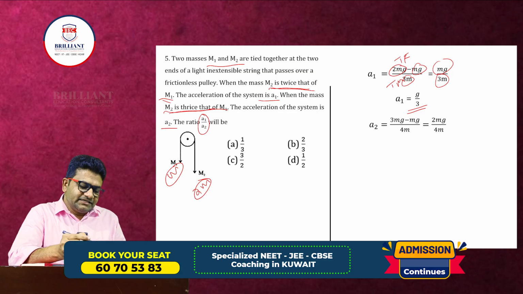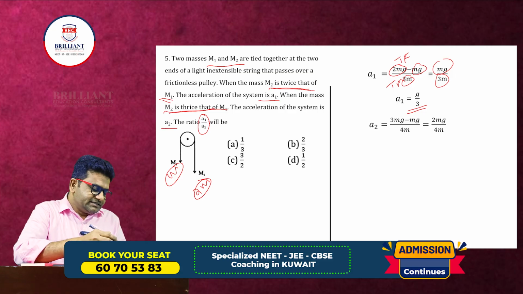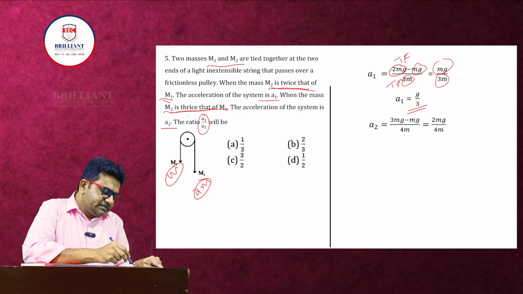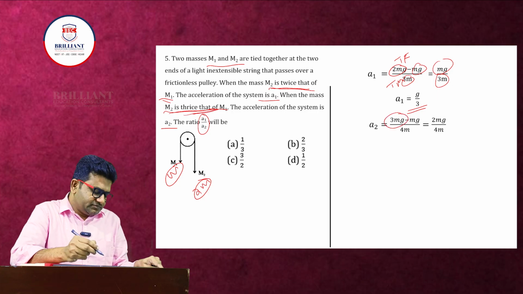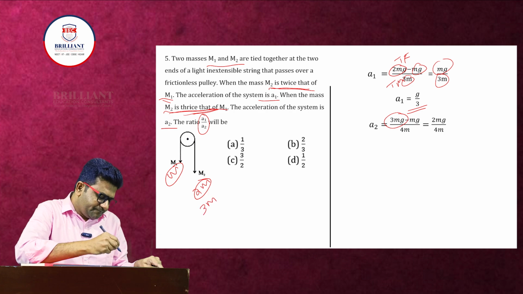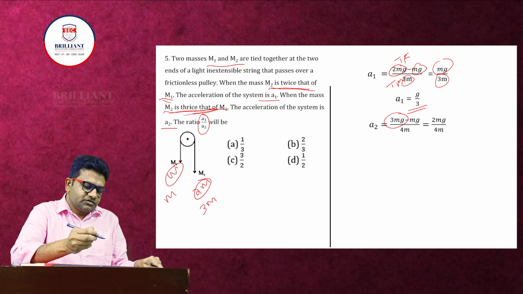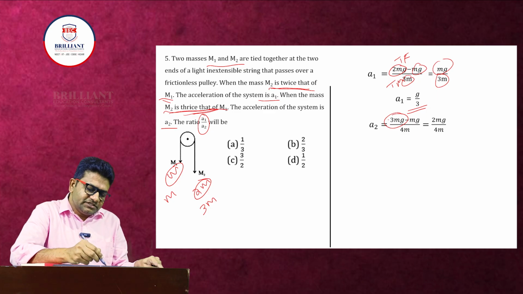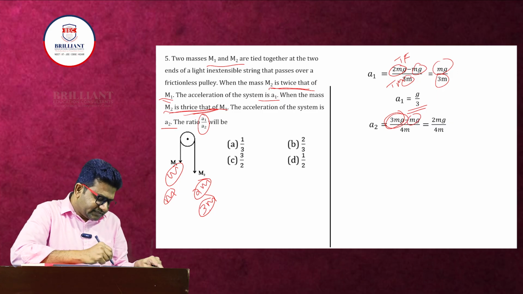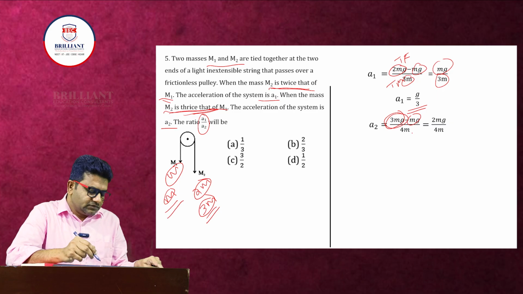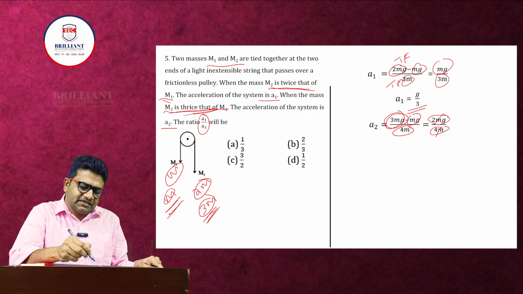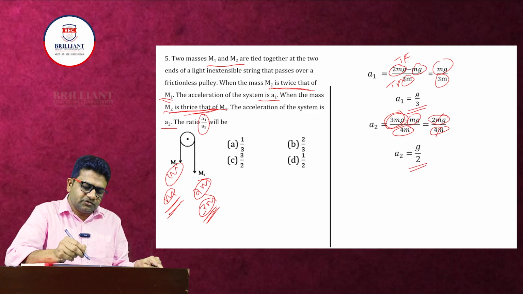Now in the second case, M2 is thrice that of M1. So the masses are 3m and m, and the net force is 3mg minus mg. Total mass is 3m plus m, which is equal to 4m. So we get 3mg minus mg divided by 4m is equal to 2mg by 4m. The m gets cancelled and we get g by 2. A2 is equal to g by 2.